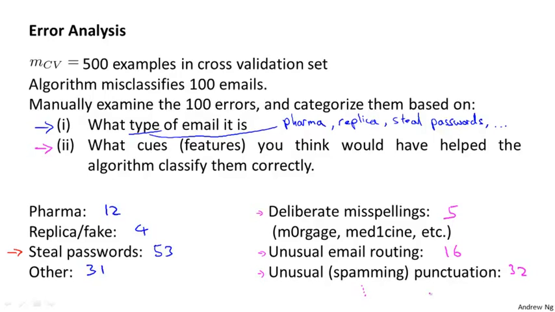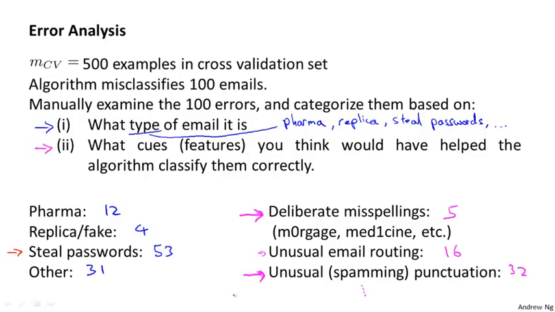And if this is what you get on your cross-validation set, then it really tells you that maybe deliberate misspellings is a sufficiently rare phenomenon that it is not worth a lot of time trying to write algorithms to detect that. But if you find a lot of spammers are using unusual punctuation, then maybe that's a strong sign that it might actually be worth your while to spend the time to develop more sophisticated features based on the punctuation. So this sort of error analysis, which is really the process of manually examining the mistakes that the algorithm makes, can often help guide you to the most fruitful avenues to pursue.